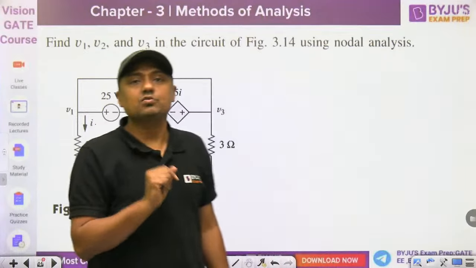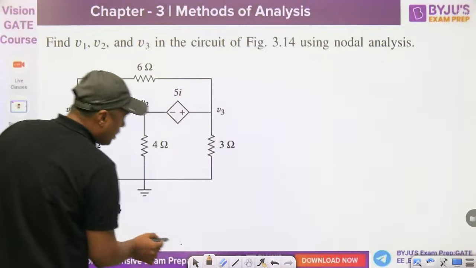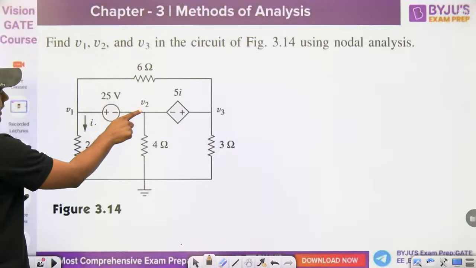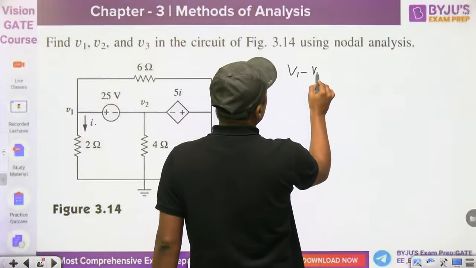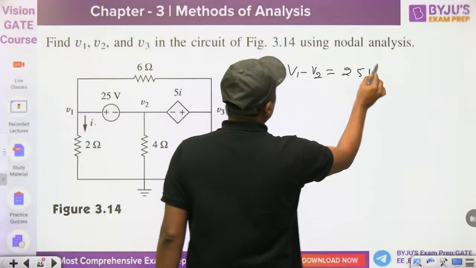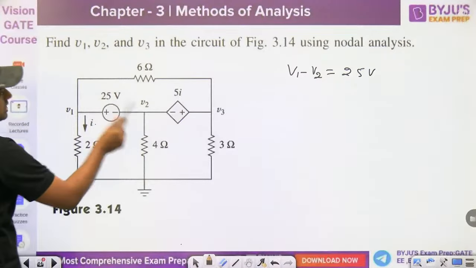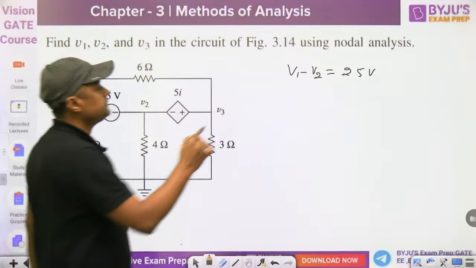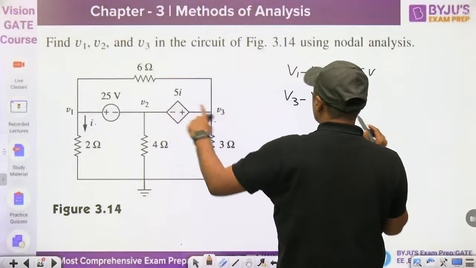Silly mistakes. Normally we are doing silly mistakes. Just to avoid the silly mistakes, try to solve this question. For example, watch this. Suppose I want to apply nodal analysis. V1 minus V2 is 25 volt, that is the 25 volt battery given here. That is the first equation. Then second, again there is a voltage source, V3 minus V2. What is V3 minus V2 equal to? 5I. This is V3 minus V2 is equal to 5I.